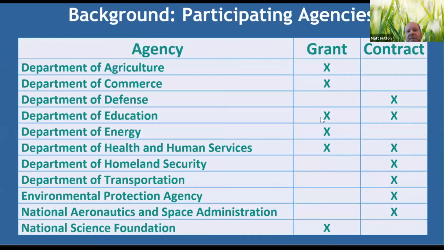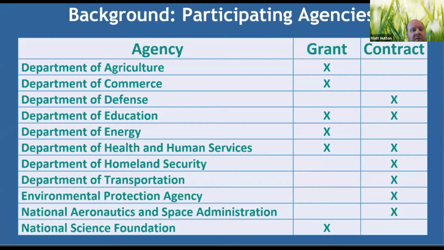All right, so these are the participating agencies. Department of Agriculture, Commerce, Defense, Education, Energy, Health and Human Services. That includes the Centers for Disease Control, the FDA, our Food and Drug Administration, and the National Institutes of Health. So all three agencies under the HHS umbrella. The Department of Homeland Security, Department of Transportation, Environmental Protection Agency, NASA, and then the National Science Foundation.